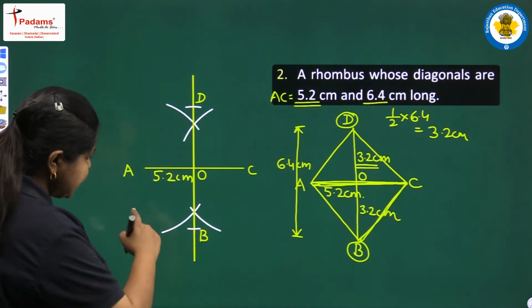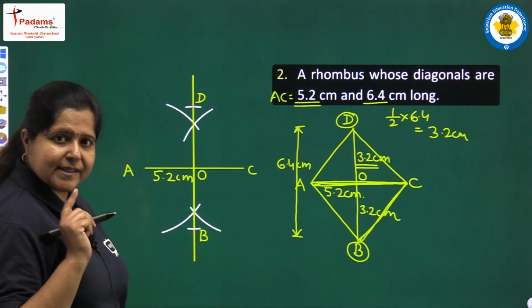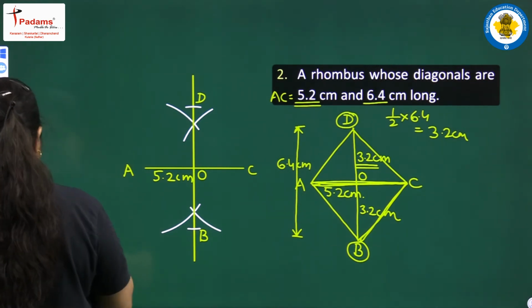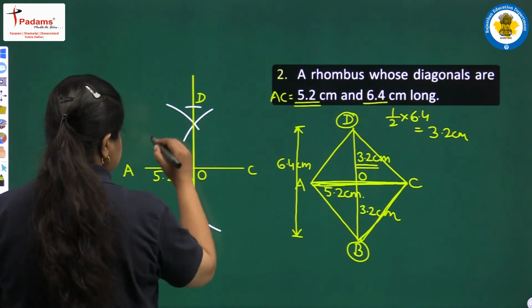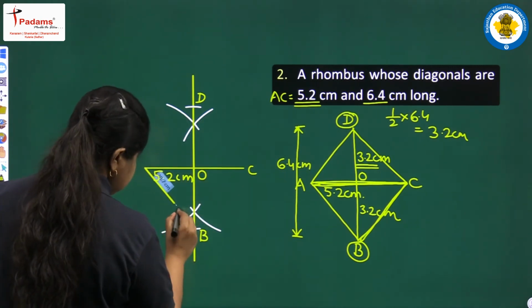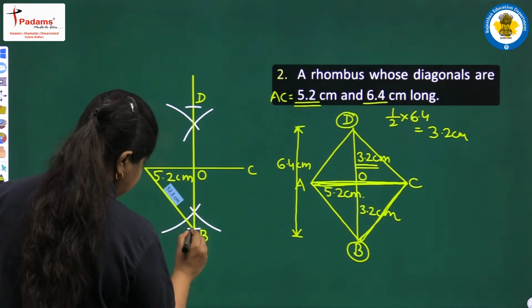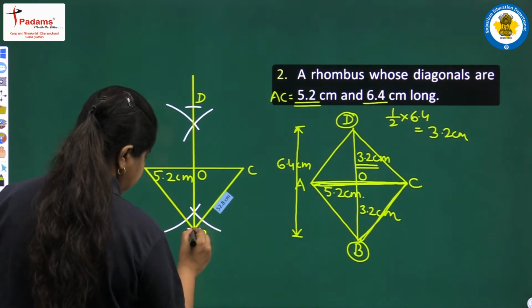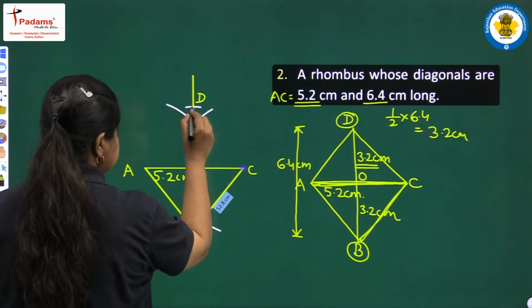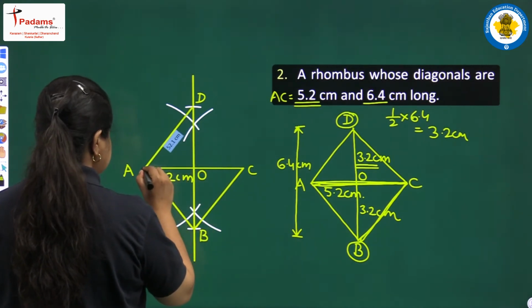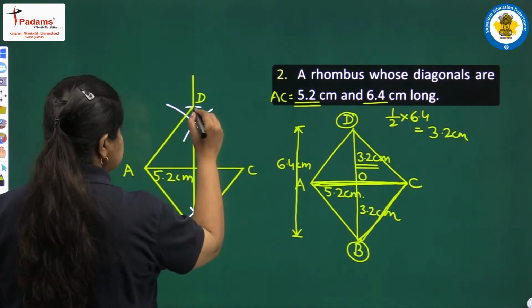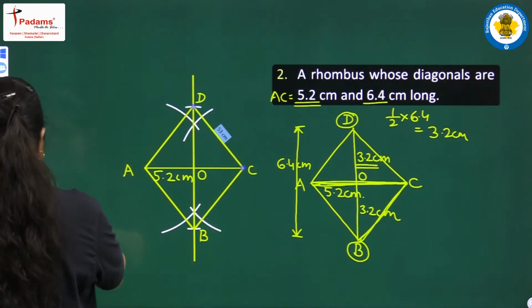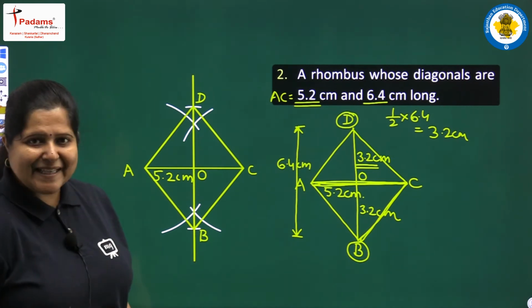And now as we get the 4 points of the rhombus, we now simply need to join these 4 points with the help of a scale and pencil. So first of all we will join AB, then BC, then join here AD, and then join CD, and with this our rhombus is complete.